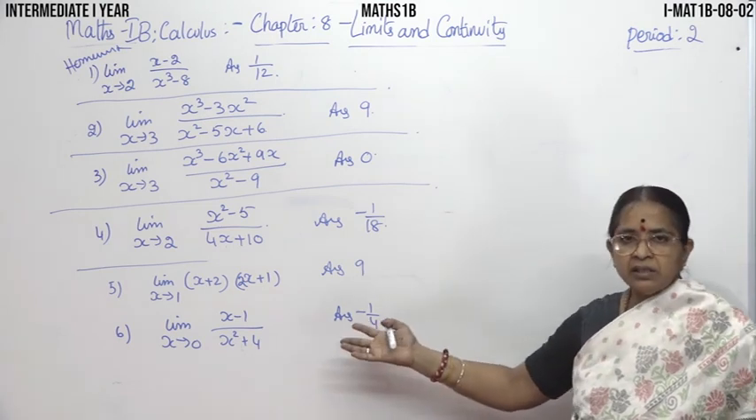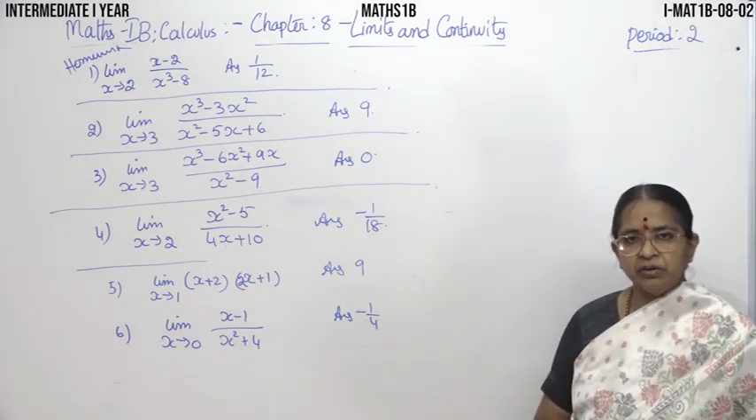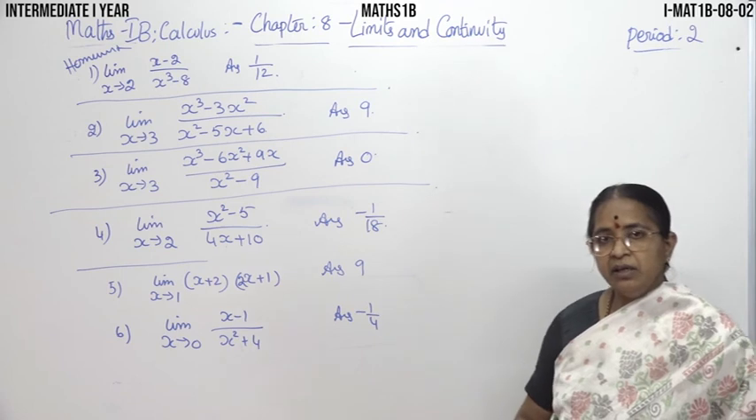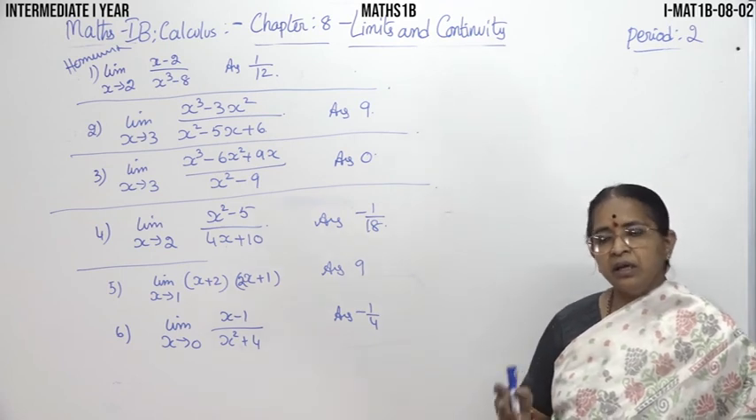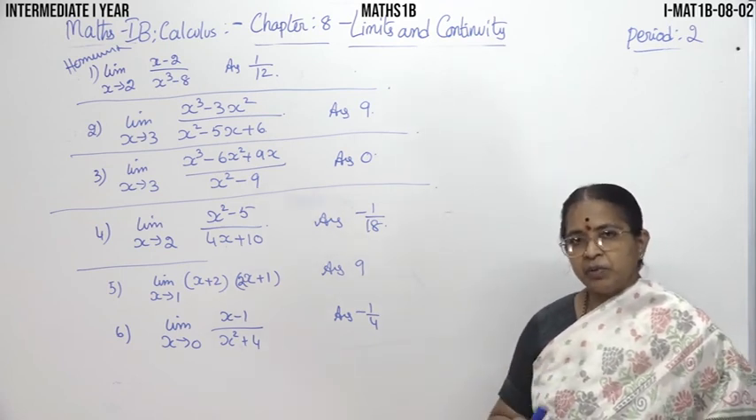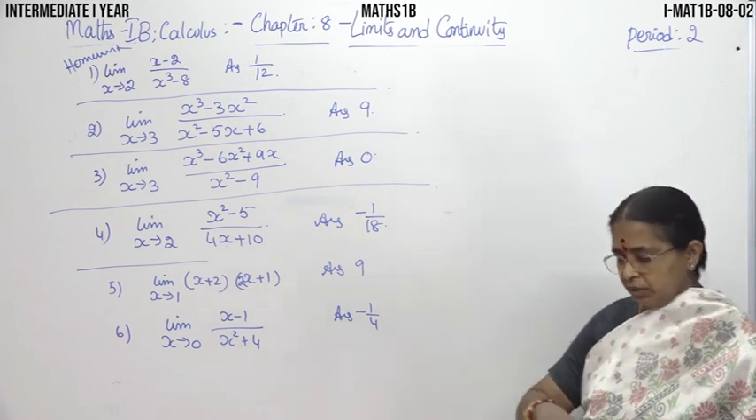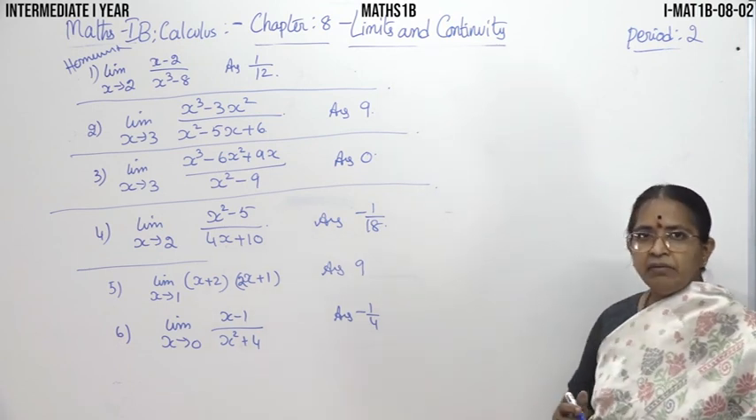This is just a substitution simplification only. This is all very easy. Next part is very interesting, and you should write the steps properly. Limit x tending to a. You see, still we have time.